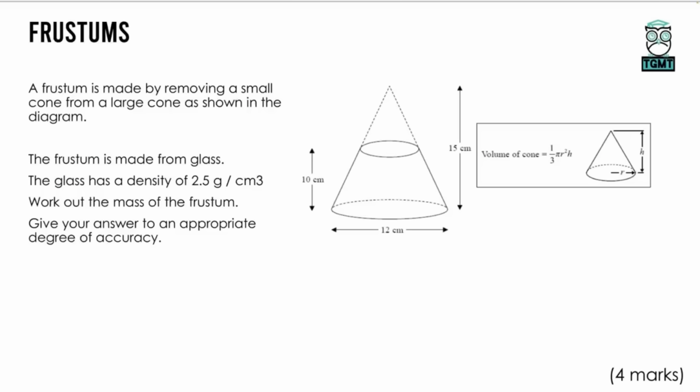Okay, so in this question we're looking at some frustums. Now a frustum is made by removing a small cone from a large cone, and that is actually what we're told in the start of this question as well. You can see that in the diagram.